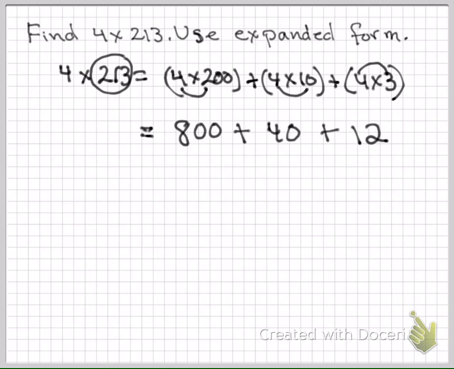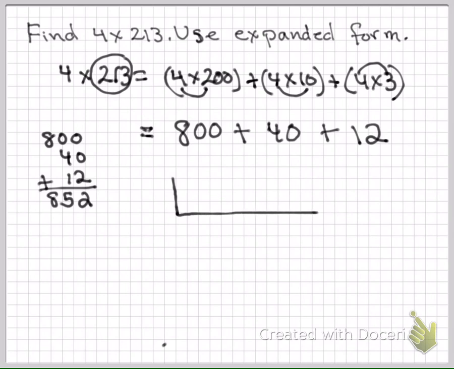Now we add all that together, line up our numbers nicely. I'm going to do it over here, 800, 40, 12, 2, 5, 852. Now, if you wanted to see what it looks like in the box, I love these boxes.